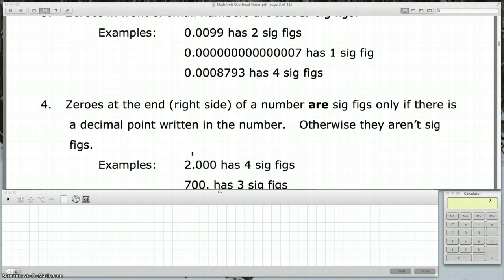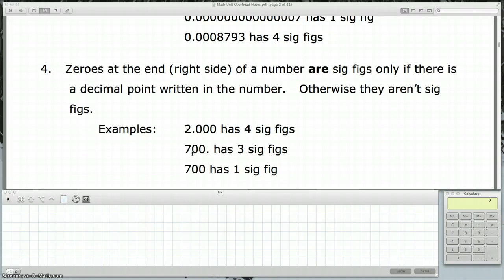Last rule, zeros at the end or the right side of a number are sig figs only if there's a decimal point written somewhere in the number. Otherwise they aren't sig figs. So in this example, I've got zeros on the right end here. And since there is a decimal point right there, they are sig figs.